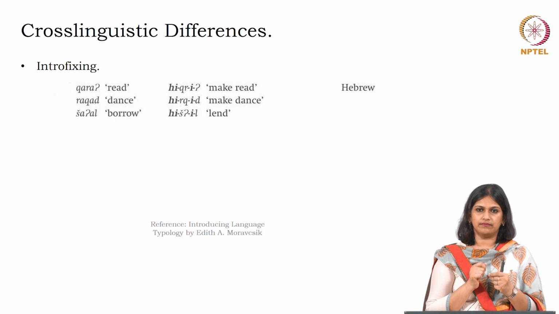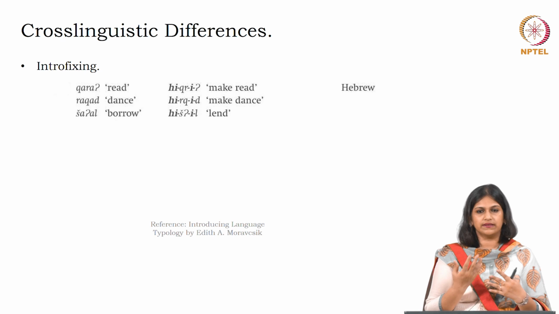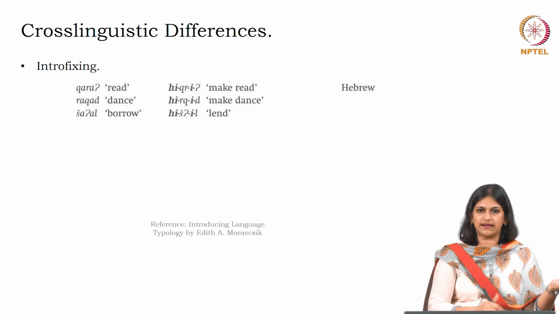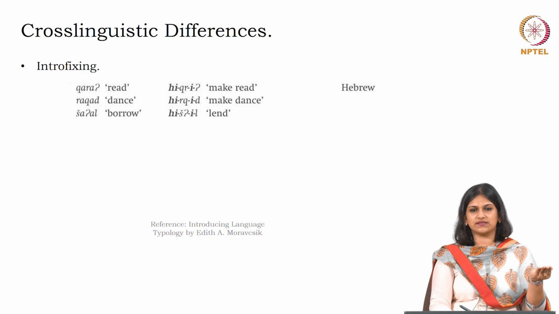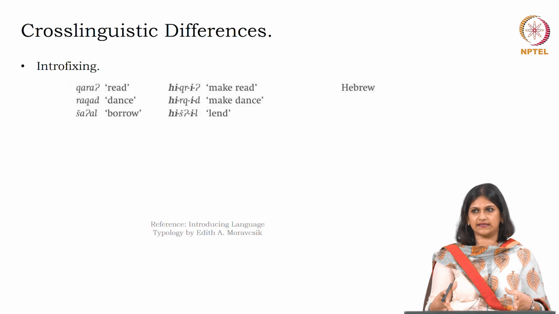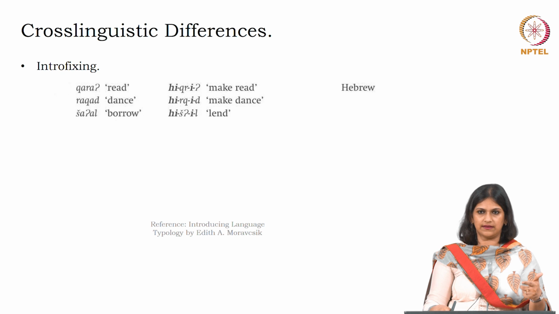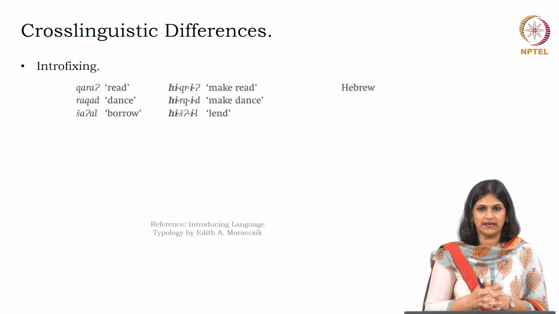I think I made some mistake in ordering this. Okay, let me repeat. Prefix and suffix, we are keeping together, that comprises one category, right? And then we had infix. So of all the rare forms of affixation, the first category is infixing, the second category is circumfixing, and the third category is introfixing. So these are not very commonly found types of affix.